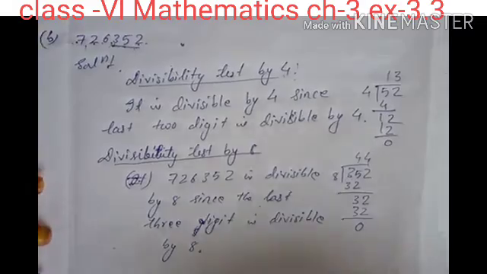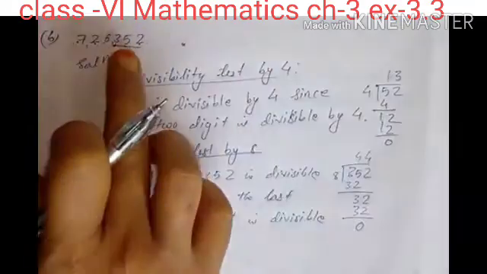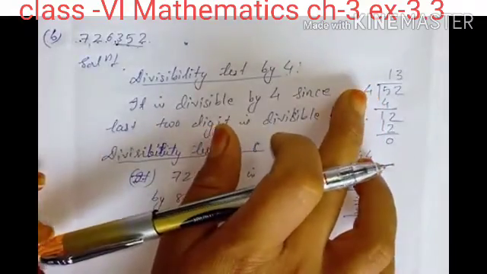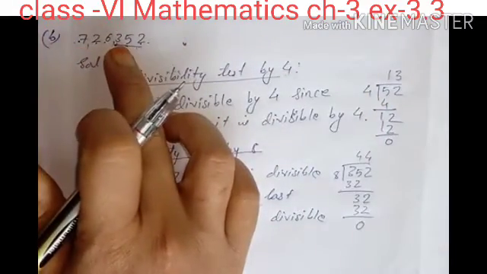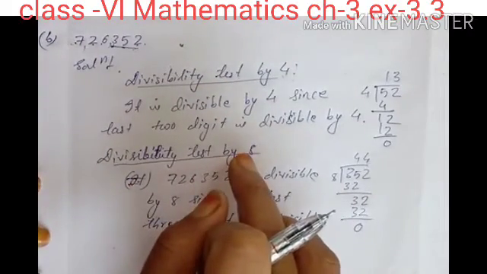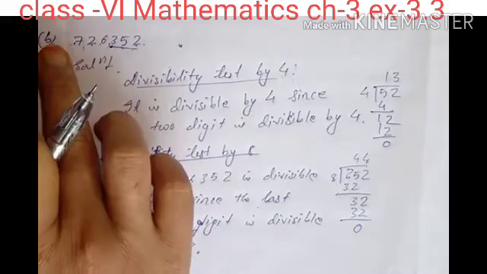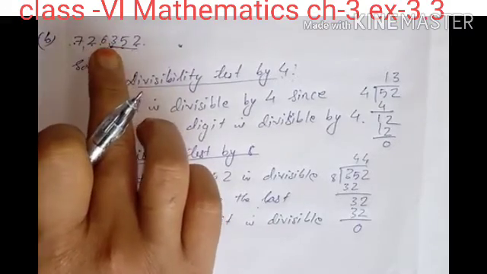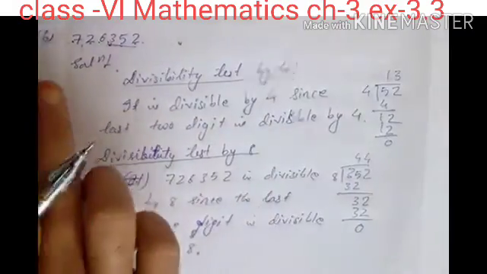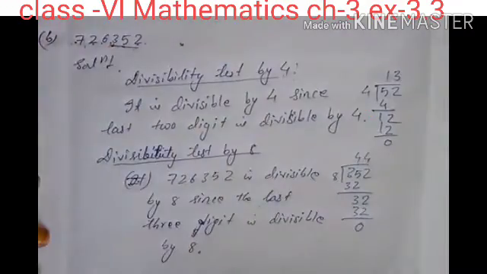In this way you will do the divisibility test of 4. You have to see the last two digits. If the last two digits are divisible by 4, then the whole number is divisible by 4. Again, for the divisibility test by 8, you will see the last three digits. No need to see the whole number, only the last three digits. If the last three digits are exactly divisible by 8, then you can say the whole number is divisible by 8.